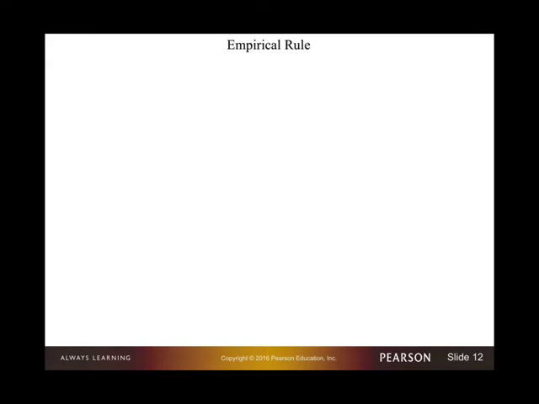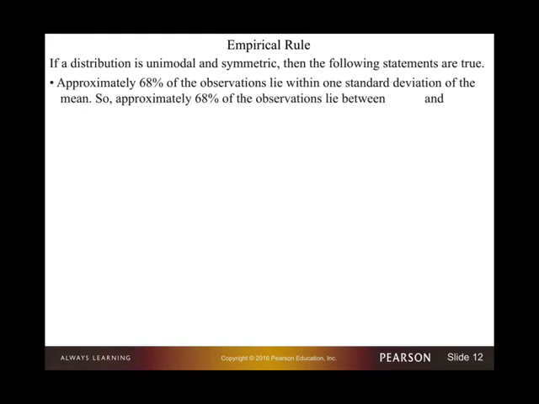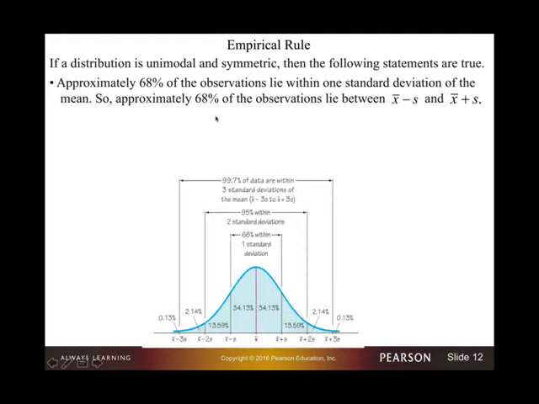Okay, next one is called the empirical rule. If the distribution is unimodal and symmetric, then the following statements are true. Approximately 68% of the data lie within one standard deviation of the mean. Look at the picture. When we have a normal distribution, remember what a normal distribution is? Frequency starts low, reaches the maximum, and then goes back to low again. Since this is a normal distribution, the middle here is the mean. It can be the sample mean or population mean.